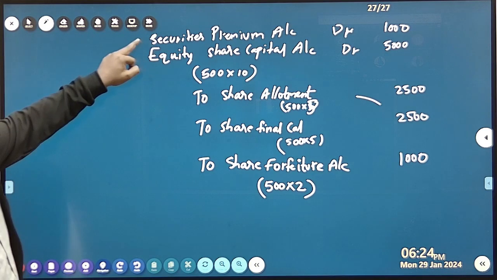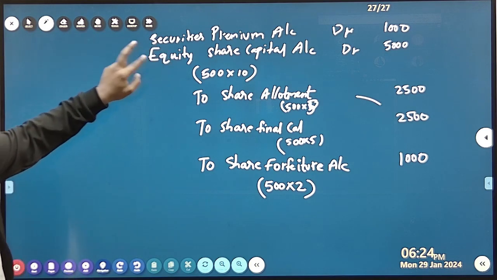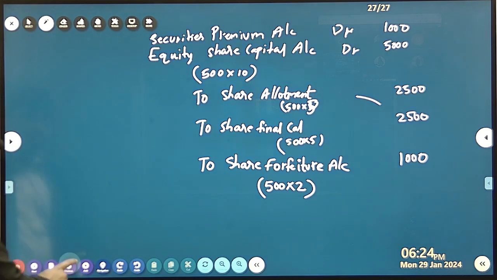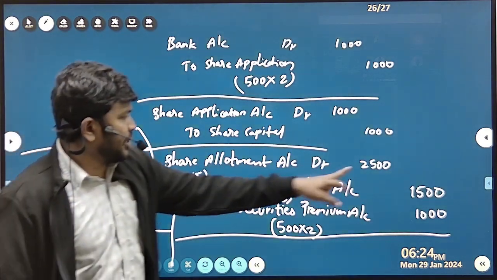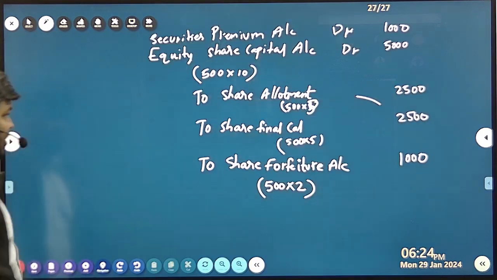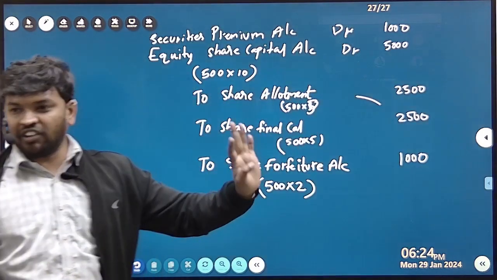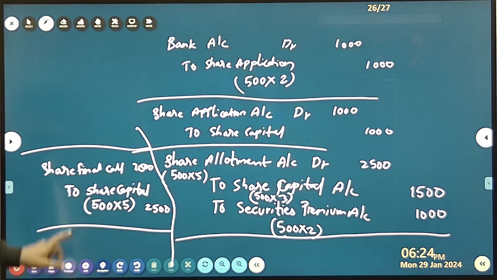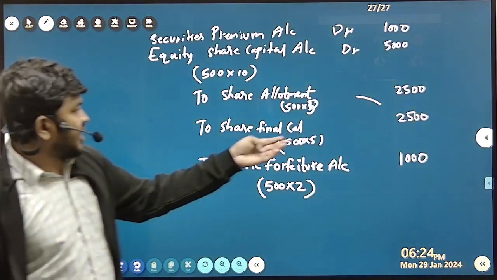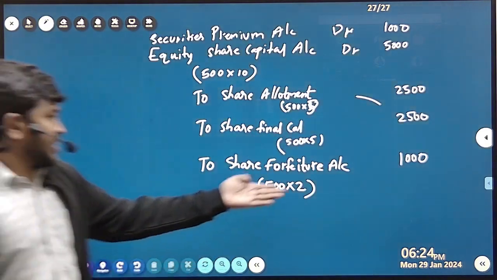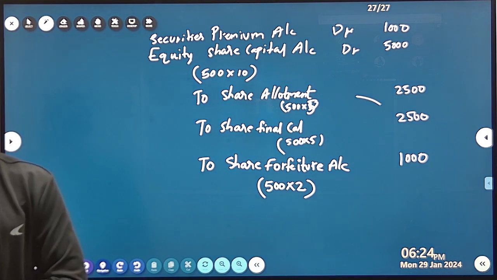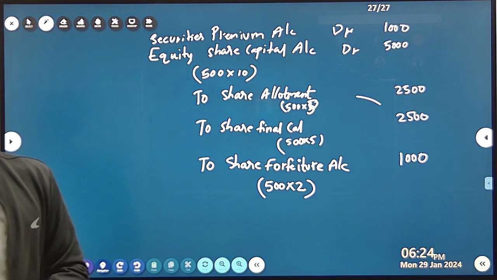Indirectly what I have done: securities premium reverse entry, equity share capital reverse entry, share allotment money reverse entries. What is the earlier one? Share allotment debit 2500. Now here share allotment credit 2500. Clear? Share final call debit how much? 2500. Credit 2500. So what is this amount? Indirectly, it is the share application money. Understood?